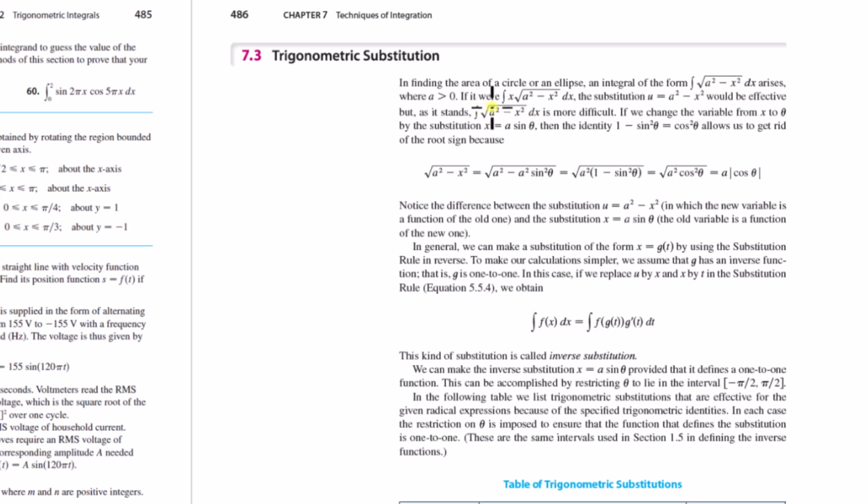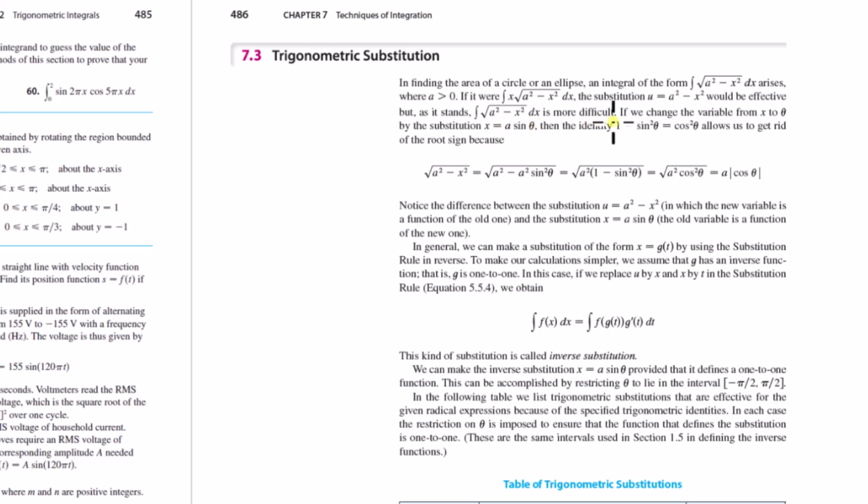Now, if this integral had an x term included, then we could make a u substitution, because if we said u is equal to a squared minus x squared, then du is equal to minus 2x dx, and that allows us to substitute here, and it works. But without that x term, this integral is more difficult. We can't just do a normal u substitution.